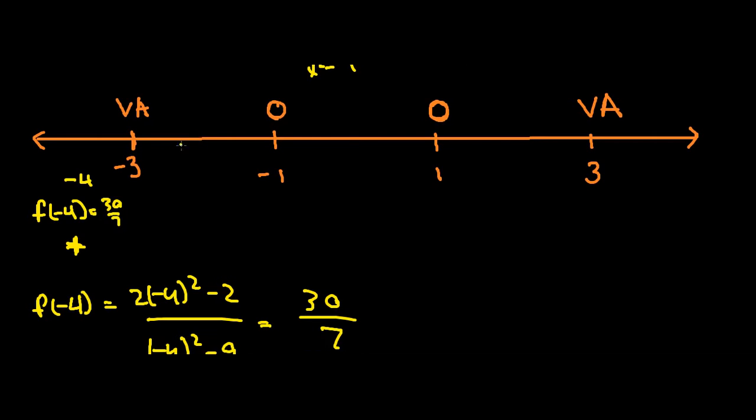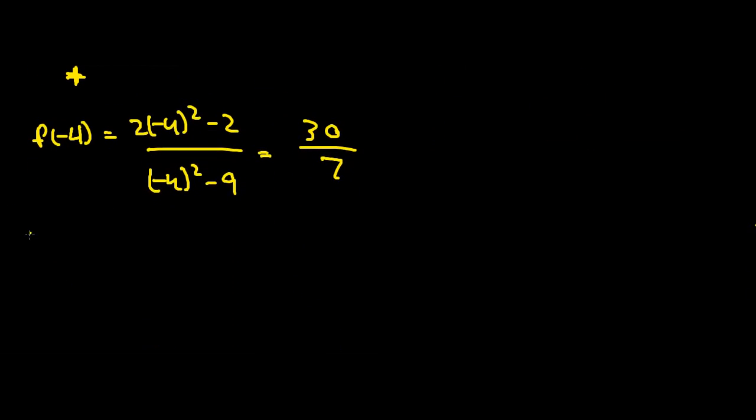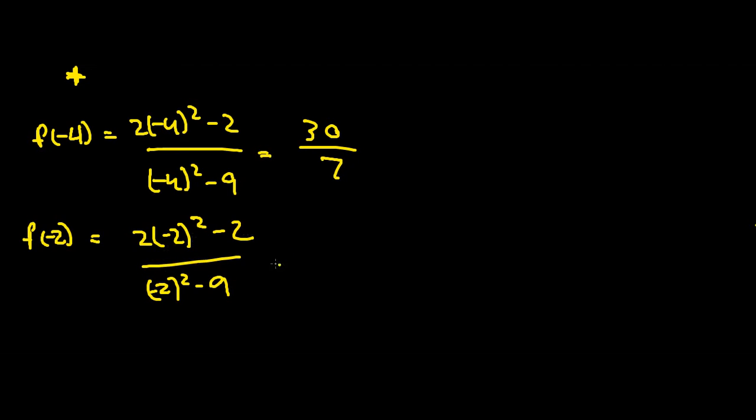So now let's find a point between these two. Let's pick minus 2. Let's figure out what the sign of the function is between these values. So we have f of minus 2 is 2 times minus 2 squared minus 2 over minus 2 squared minus 9. Minus 2 squared is 4, times 2 is 8, minus 2, that's 6. And then we have 4 minus 9, so that's minus 5. So it's going to be minus 6 over 5.